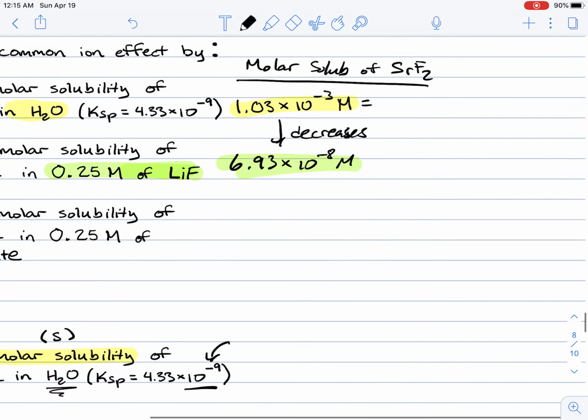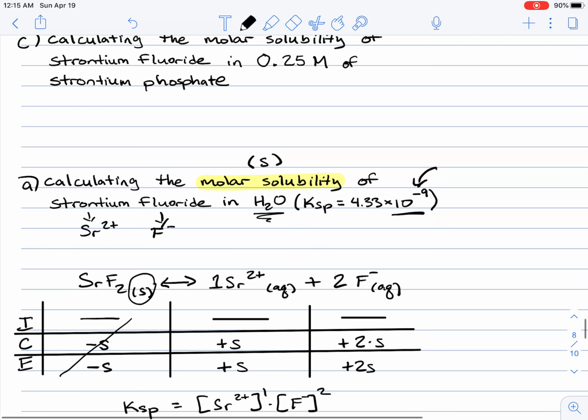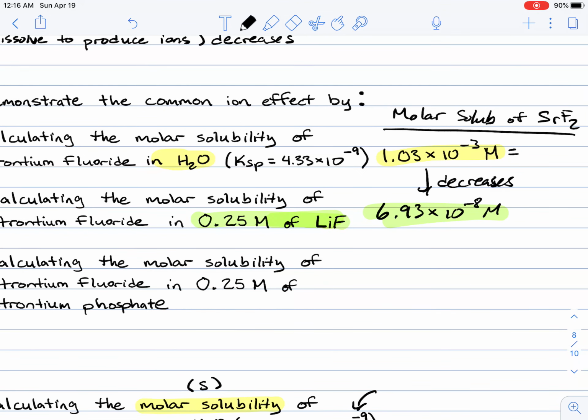Once again, we can think about this like Le Chatelier's principle. If we increase the concentration of fluoride, to counteract this change, the equilibrium will shift to the left. When you shift the equilibrium to the left, the system is producing more strontium fluoride rather than dissociating it. So we're able to quantify the change in molar solubility in the presence of a common ion.